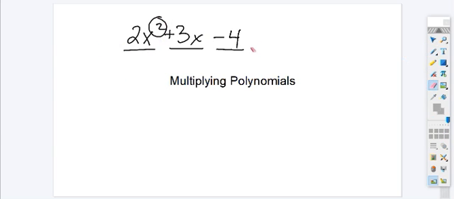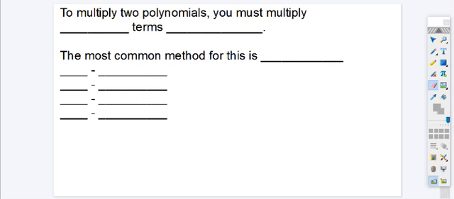So we learned all about that stuff on Monday, and then you learned how to add and subtract them by combining like terms. Multiplying them is a little bit different. So we're going to look at what we have to do to be able to do that. So to multiply 2 polynomials, you have to multiply all the terms together.